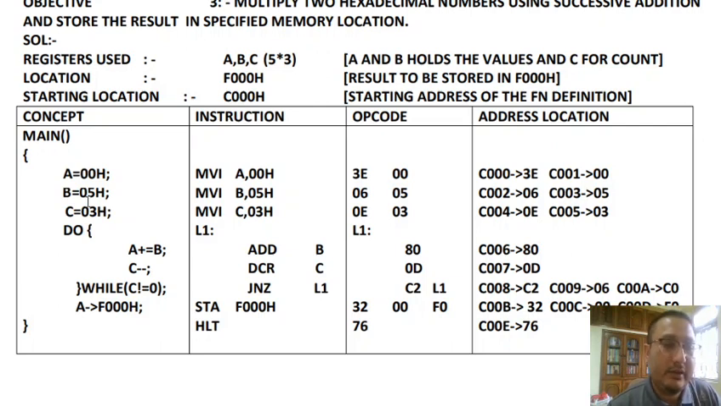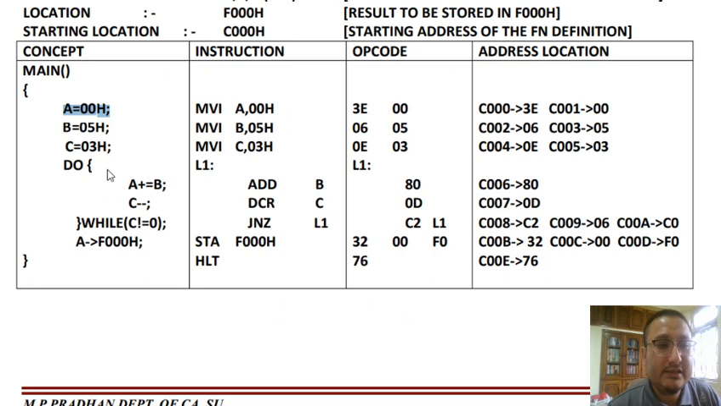That means, to implement successive addition, I have to add B to A 3 number of times. So A plus 5 plus 5 plus 5. If I add B 3 number of times to A, it will be the implementation of 5 into 3. So 5 is successively added 3 number of times. Here A is 0, B is 5, and C is 3.